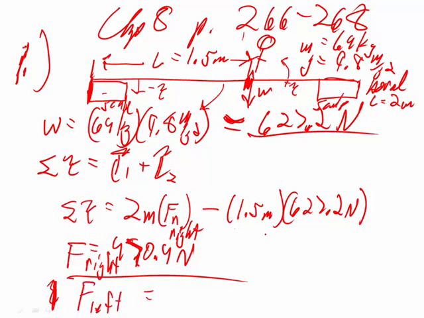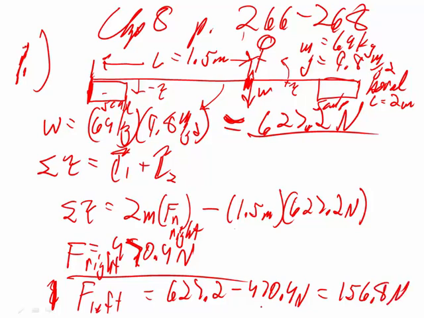All right, so we're looking for the force on the left-hand side. Well, we take what? We take 627.2 minus 470.4, and what do we get? Well, we get 627.2 minus 470.4, and we get 156.8 newtons, okay? So there it is on the right hand and on the left hand side. That's what the force would be, okay? So that's number 1.